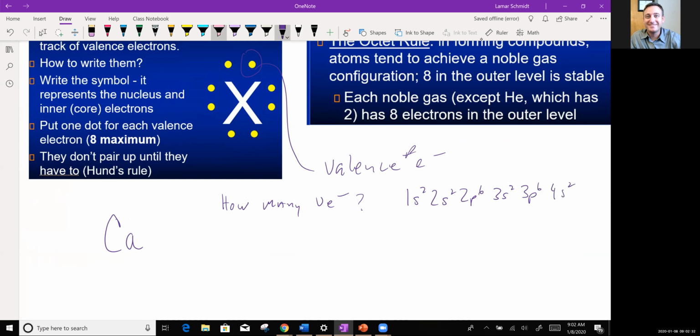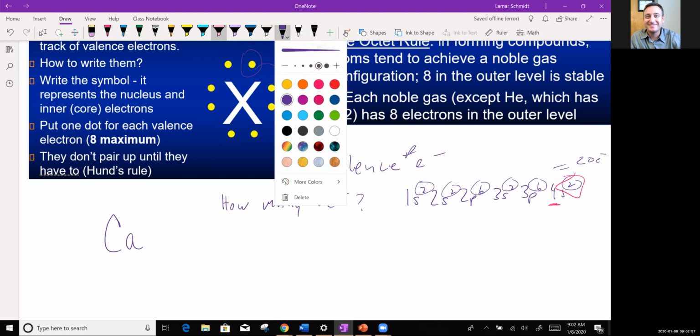If you count all these electrons, you'll see there are a total of 20. All right, if you count all these little superscripted numbers, you would get 20 if you added them up. But in the highest energy level 4, there's only 2. And so we know there are 2 valence electrons.